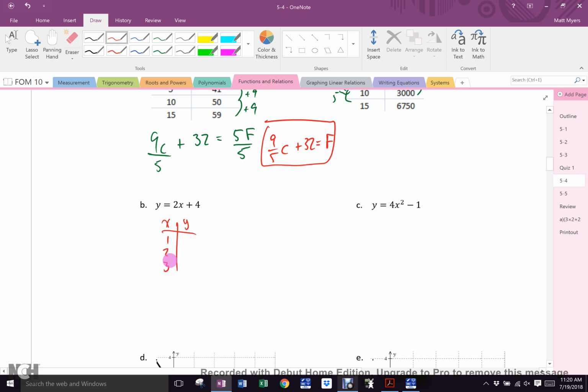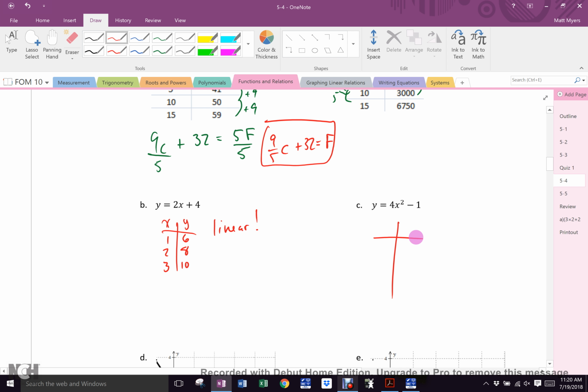1, 2, 3. What's 2 times 1, plus 4? 6. What's 2 times 2, plus 4? What's 2 times 3, plus 4? 10. Goes up by 1, goes up by 2. Linear or not? Linear.